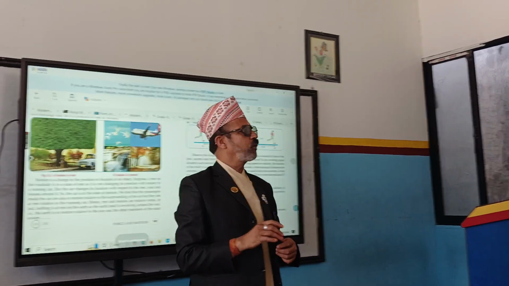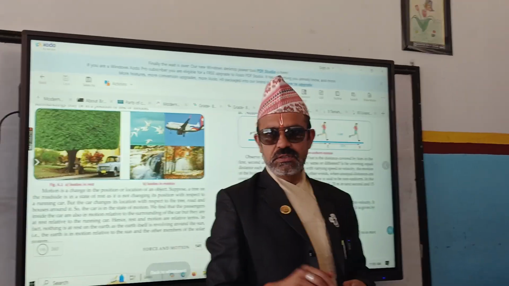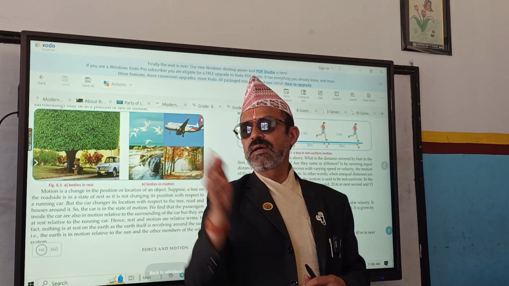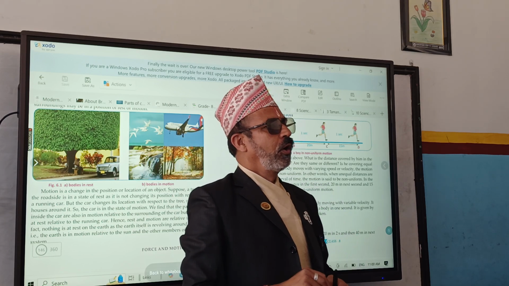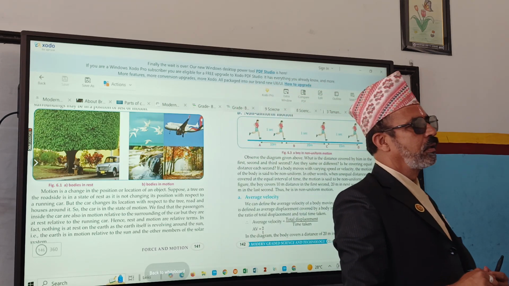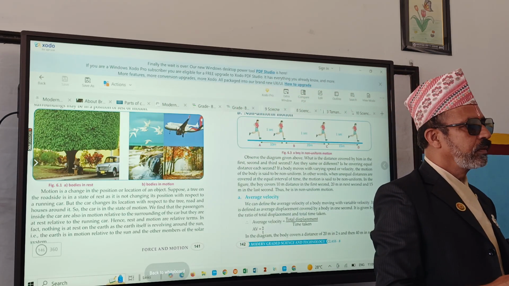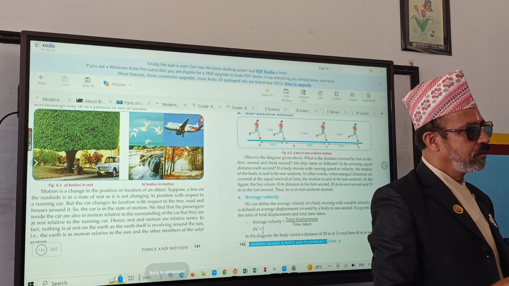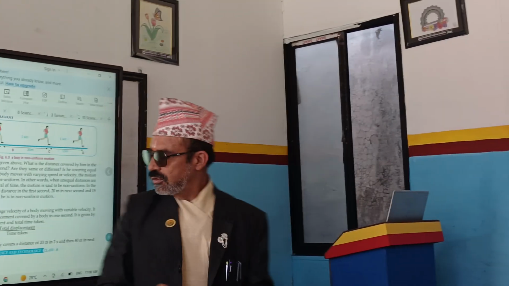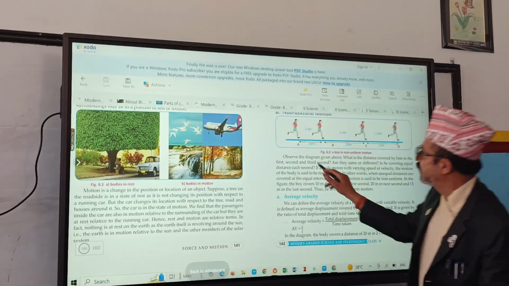So this chapter is our last chapter for second terminal examination. So everybody be alert. What are you doing, master? You are just playing with that compass or divider. Actually, it's only the introduction of the chapter. I have used rest and motion and Newton's first law of motion. Here is your first law of motion.